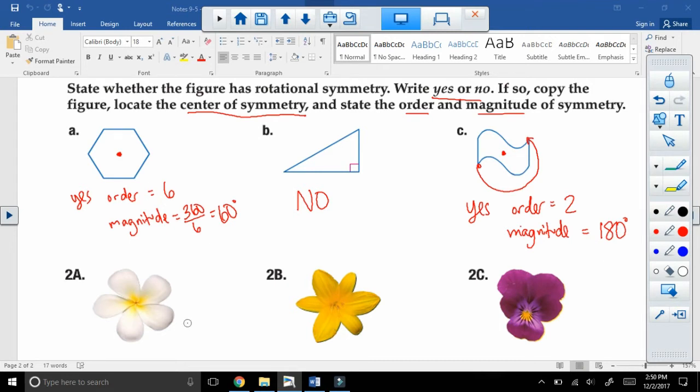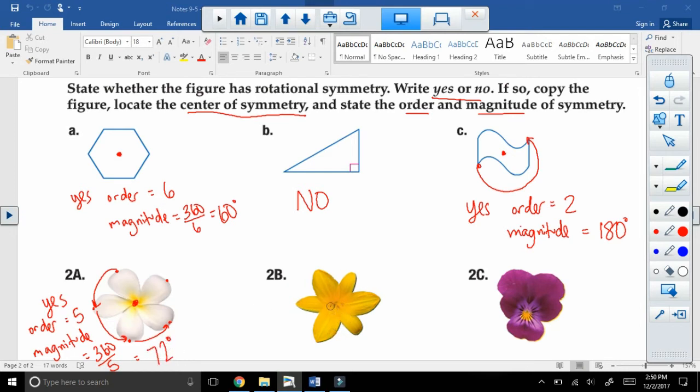For these next ones here, these flowers, this one, assuming all these petals are exactly the same size, which it's kind of having you assume, yes, it would have rotational symmetry. If you thought about a dot at the end of each of those petals, you see that there'd be 5 equal parts, or you could do 5 partial turns. So the order would be 5. And for the magnitude, you might need to grab a calculator. It's going to be 360 divided by 5, which is 72 degrees.